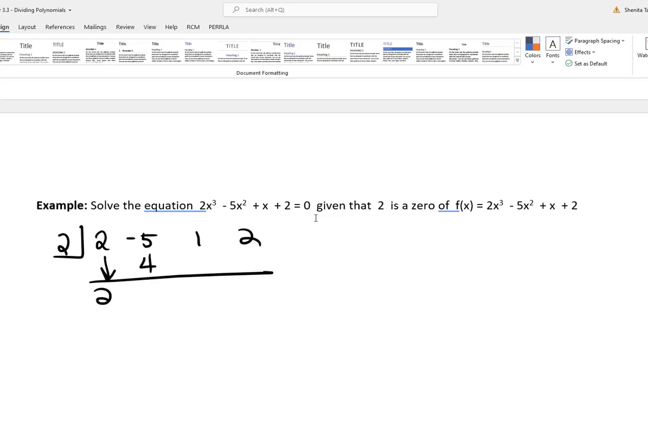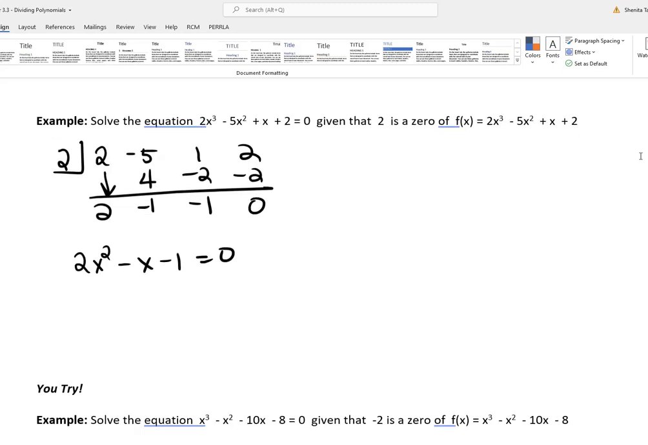2 times 2 is 4. You add it with negative 5, you get negative 1. 2 times negative 1 is negative 2. You get negative 1 when you add it with the 1. 2 times negative 1 is negative 2. When you add it with the 2, you get 0. So I'm left with 2x squared minus x minus 1 is equal to 0.